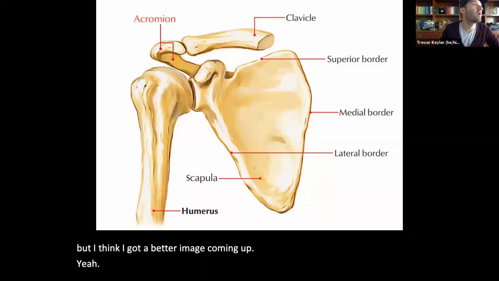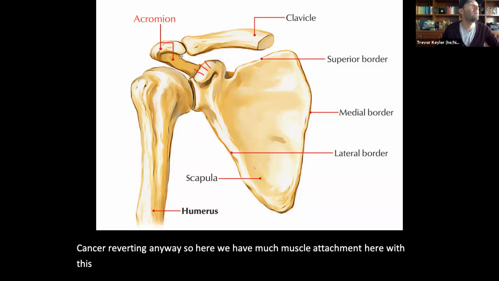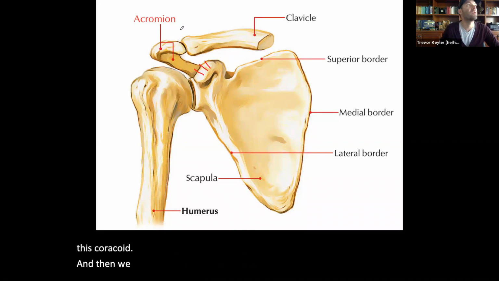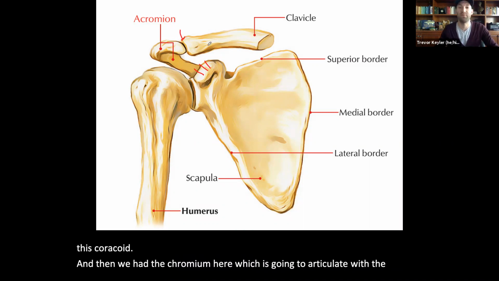Anyway, so here we'd have much muscle attachment with this coracoid. And then we have the acromion here, which is going to articulate with the clavicle. So we can see those two different processes here.